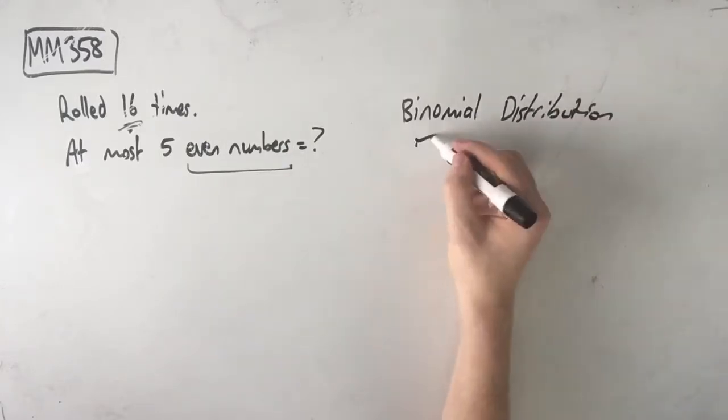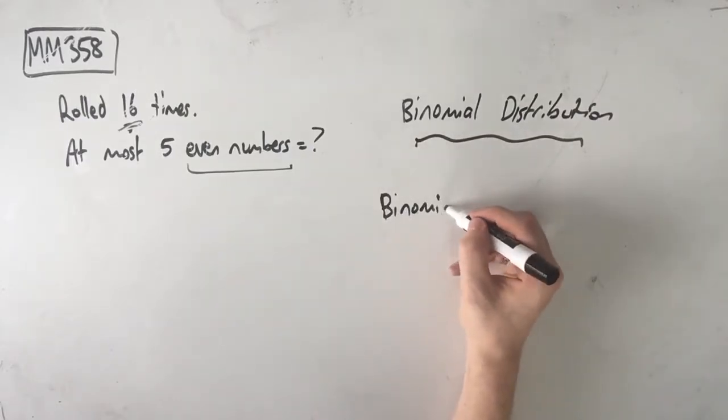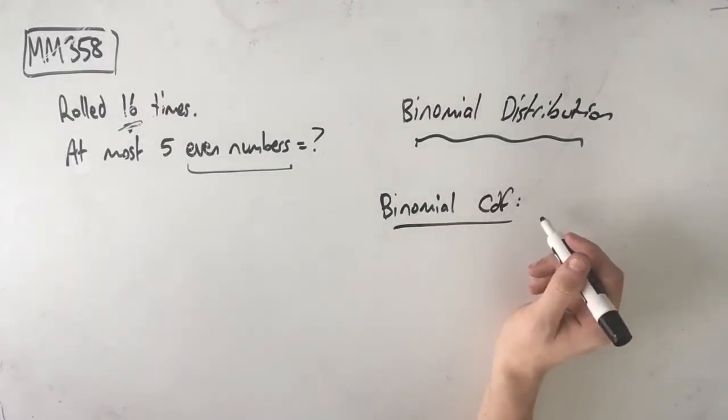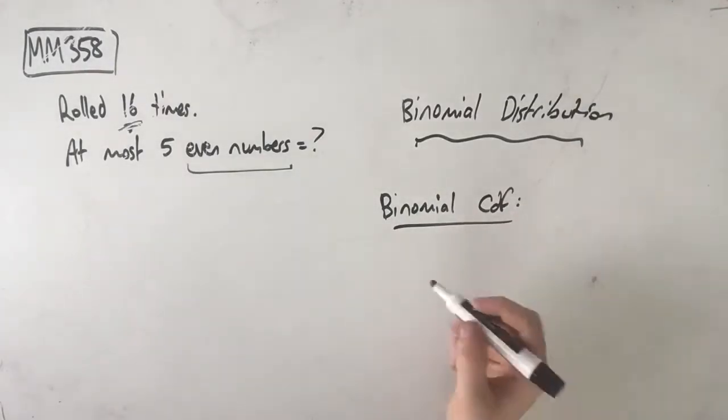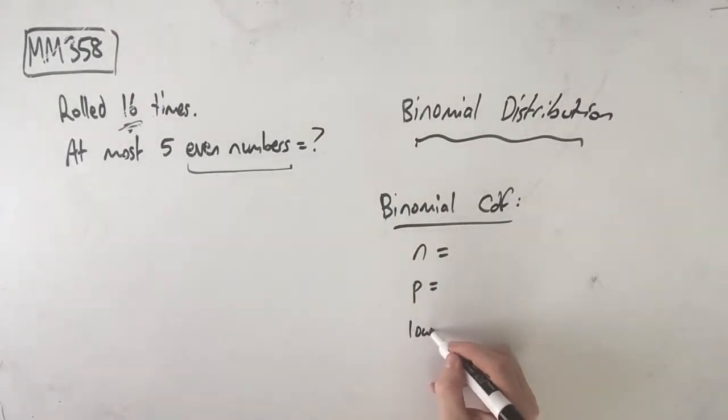So immediately when we recognize this, what we want to do is pull up our binomial CDF calculator on our CAS, which on my personal one is menu 55E, might be different on yours, just check it out. And it's going to ask you for four things: N, P, lower, and upper.